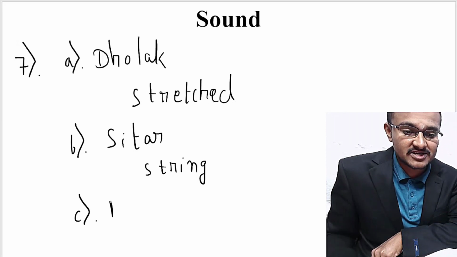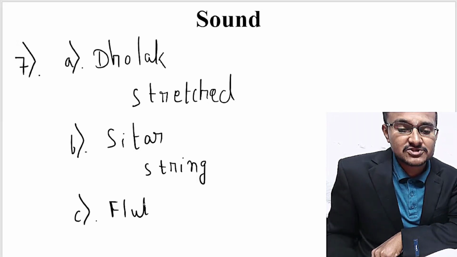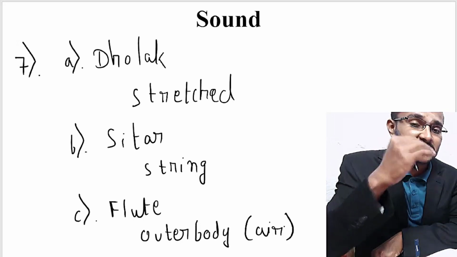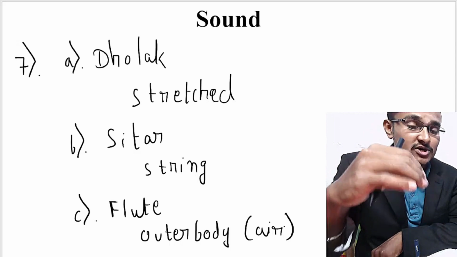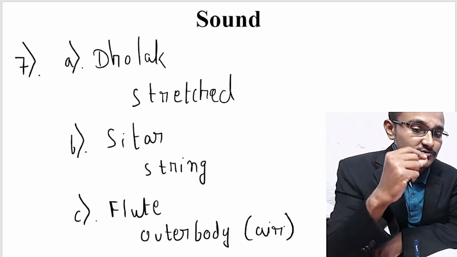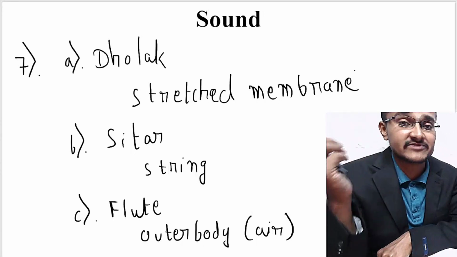Similarly, coming to the C question, you have flute. So in flute, the outer body of this flute vibrates. So the air inside this flute will create resonance with the opening which is there in that particular flute. So that creates the sound when you blow air through flute. So these are all the answers for this seventh question.